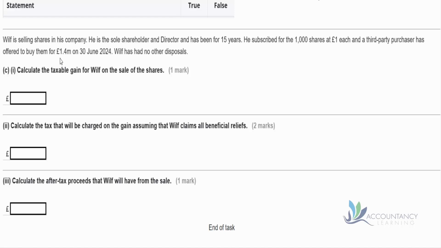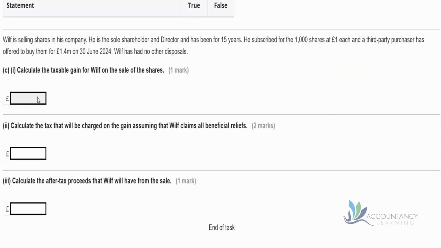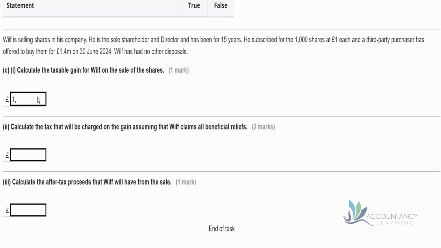So the information we have then, we've got proceeds of the 1.4 million. The cost was originally £1,000. But if we have a look at the reference materials, let's also include the annual exempt amount. So we're allowed to deduct £3,000 from any of the capital gains we make to reduce how much we're going to pay. So that's the 1.4 million minus the 1,000 cost and minus the 3,000 annual exempt amount, which gives us a total taxable gain of 1,396,000.